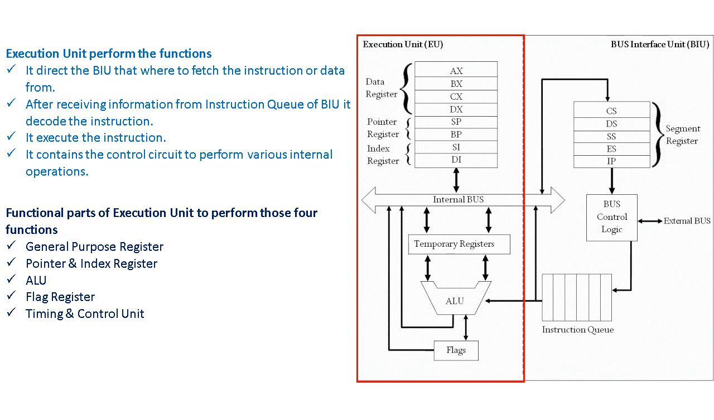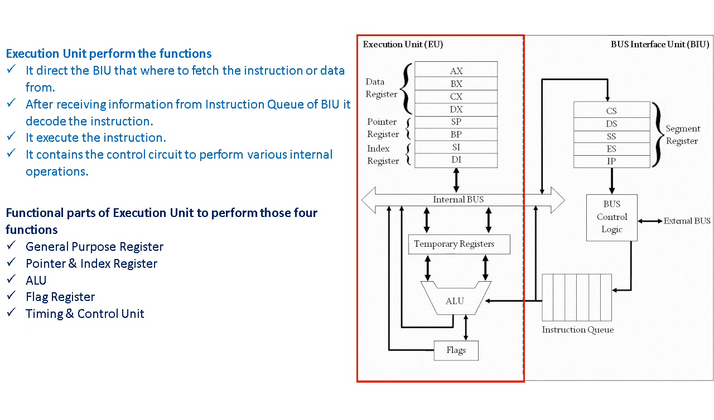It directs the bus interface unit where to fetch the instruction or data from. After receiving information from the instruction queue of the bus interface unit, it decodes the instruction. It executes the instruction. It contains the control circuit to perform various internal operations. So these are the four operations that are performed by the execution unit of the 8086 microprocessor chip.